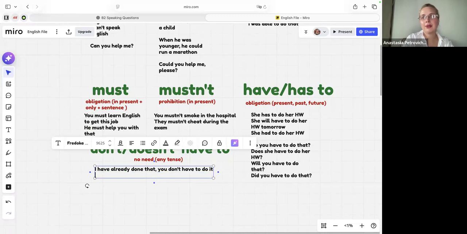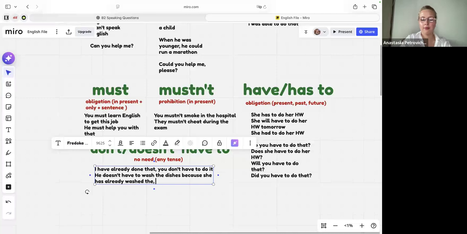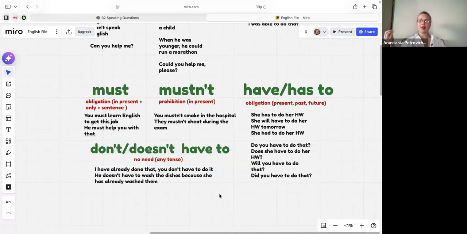Let me show you a couple of other examples. He doesn't have to wash the dishes, let's say. Let's have some even more understandable example, more obvious. So he doesn't have to wash the dishes because she has already washed them. So no need, yeah? There is no need for him to do that.